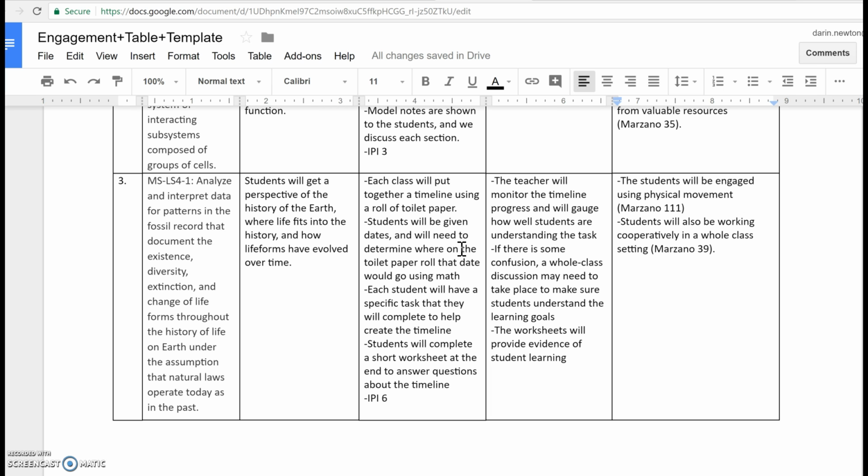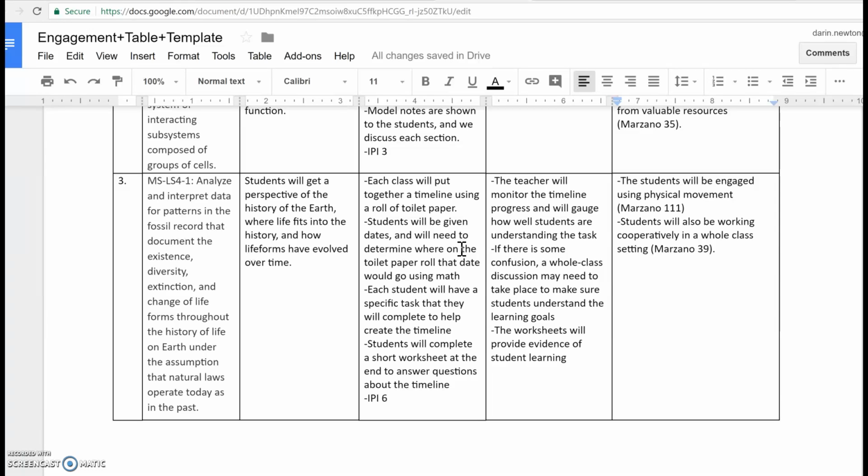So this would be IPI level 6. So again, pretty higher level thinking here for the students. They're having to do some problem solving. How are they going to fit this onto a roll of toilet paper? It's a hands-on activity. Like I said, it was really good last year.